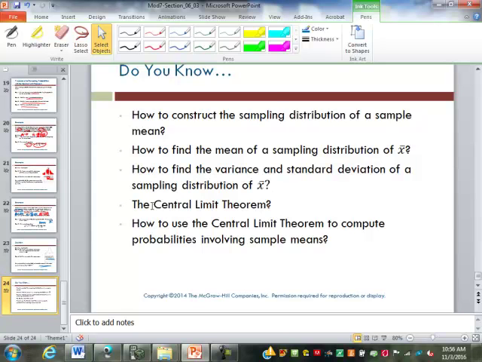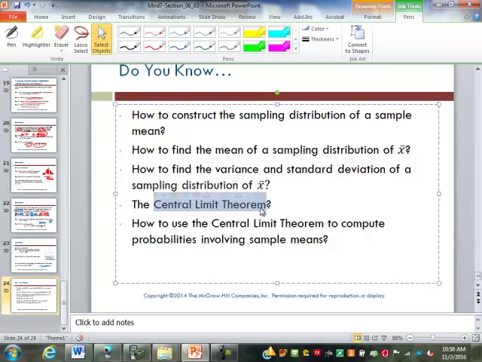And then of course, the central limit theorem: if your sample size is 30 or more, then the distribution of your sample means will be approximately normal. Then we used the central limit theorem to find probabilities. That is it for this section, this PowerPoint. So I'm going to switch to the next PowerPoint.